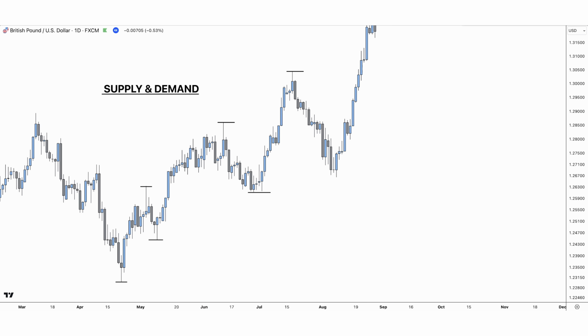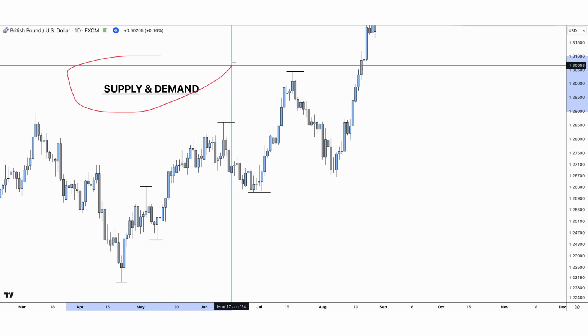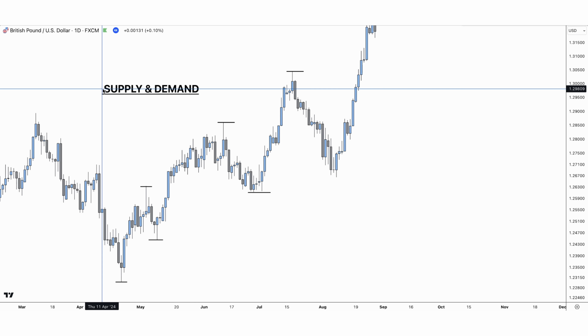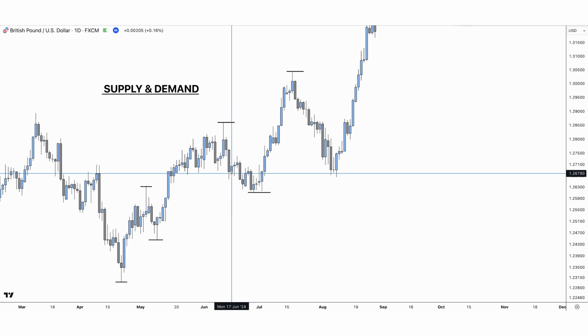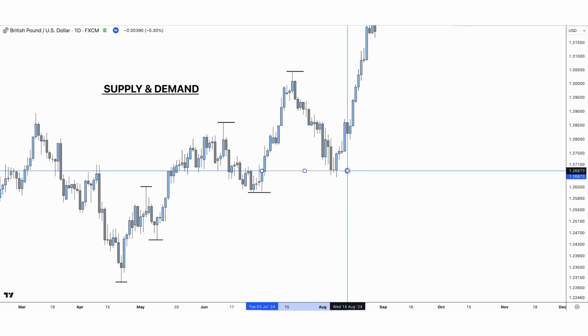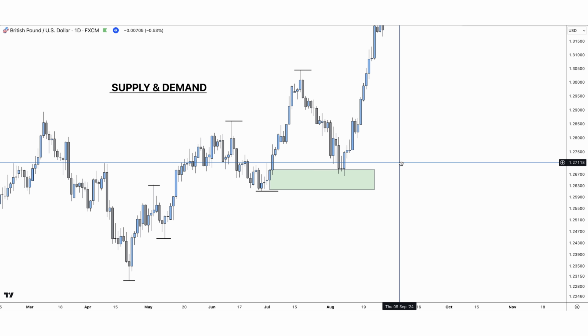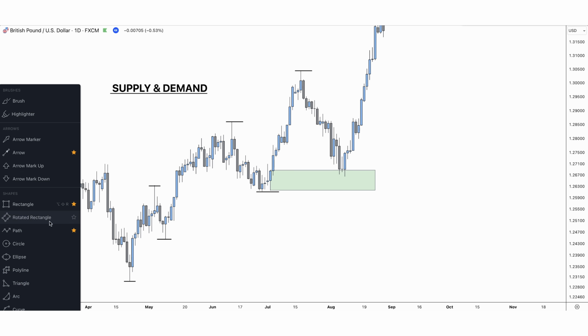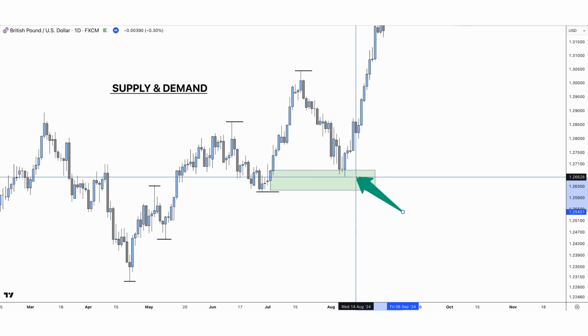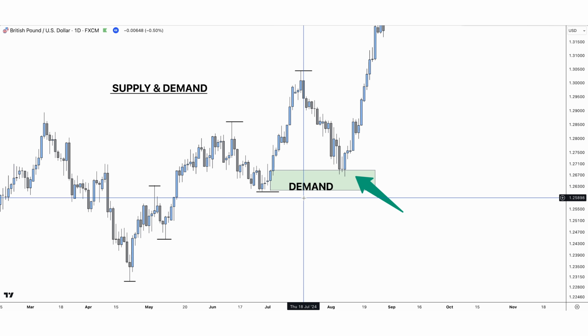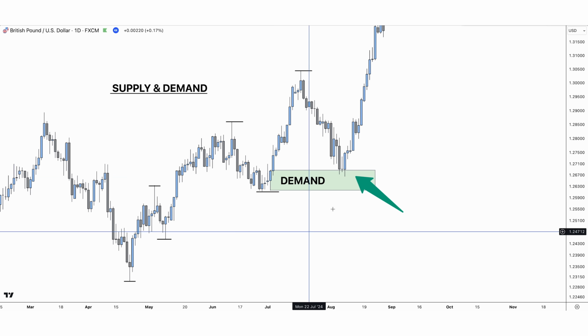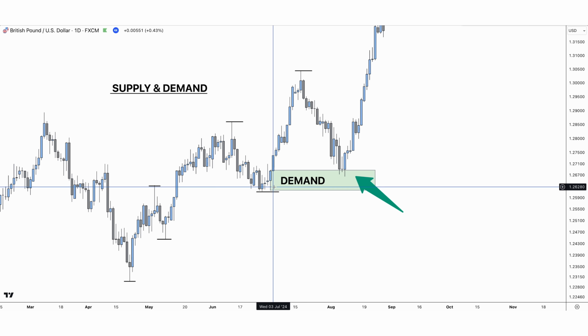Now, the next concept I want to introduce is this one here, supply and demand. Supply and demand is a concept where we find areas in the market where significant buying or selling took place before, and we can use that as a guide to understand where buying and selling will take place in the future. So, you've seen I've just plotted on a little box here. This is what we call a demand zone. Now, the reason this is a demand zone is because this is where we've seen demand enter the market before.